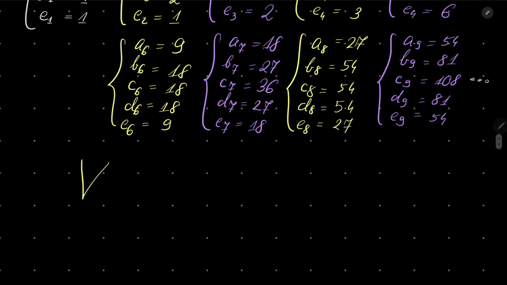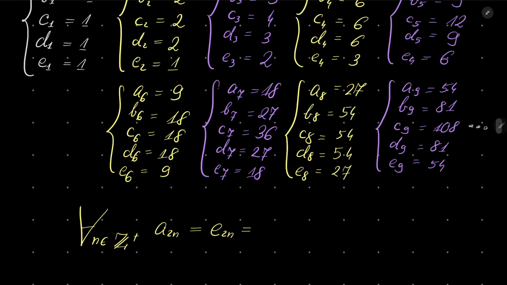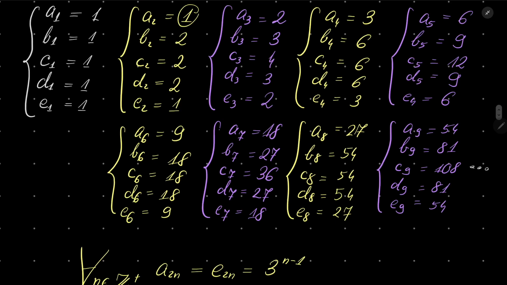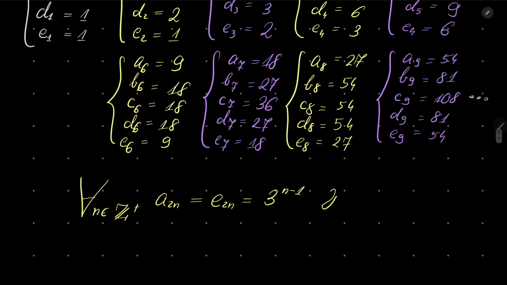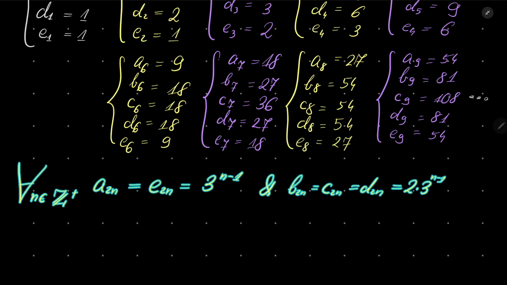So my guess is that for every positive integer n, A to n equals E to n, I guess that it's 3 to the power n minus 1. For example, if n equals 1, we have A2, it's 3 to the power 0, it's 1. And middle terms are twice as large. So I also guess that B to n, C to n, and D to n equals 2 times 3 to the power n minus 1. That's my guess for now. Let me move it to the left.